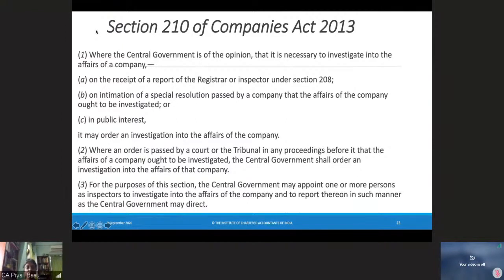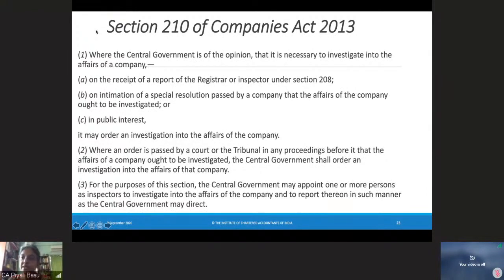It could also be in public interest, or it may order an investigation into the affairs of a company where an order is passed by a court or tribunal in any proceedings before it, that the affairs of the company ought to be investigated. They cannot give their judgment without another investigation. These things happen, isn't it? The court has initiated a proceeding against so and so, that means some case is going on.